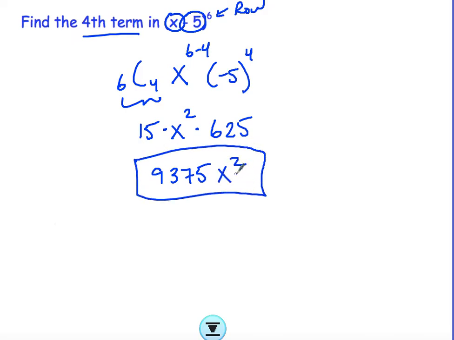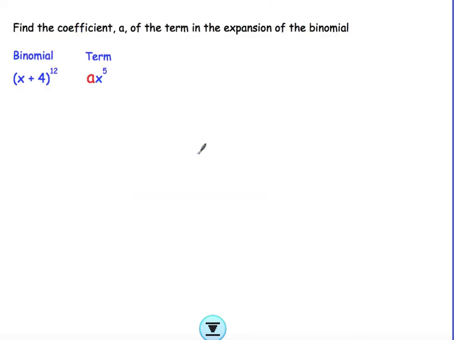So you can figure out the term without having to write the whole expansion out, because this would be in the 6th row, so you would have a lot of terms. So this might be a faster way to get there. Okay, now this is a different type of problem. Similar, but different. So I'm going to give you the binomial, and I want a specific term.